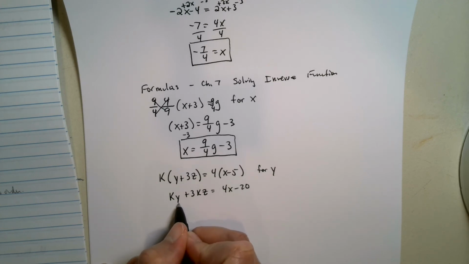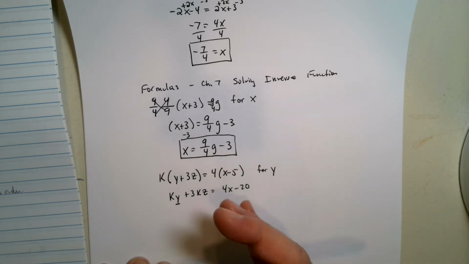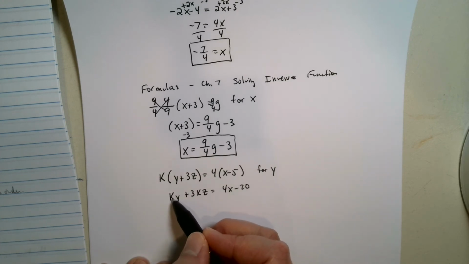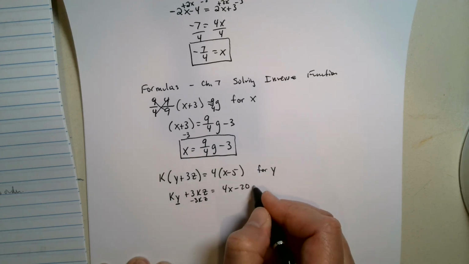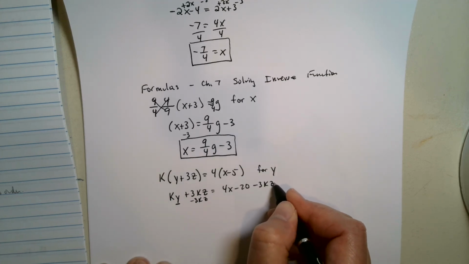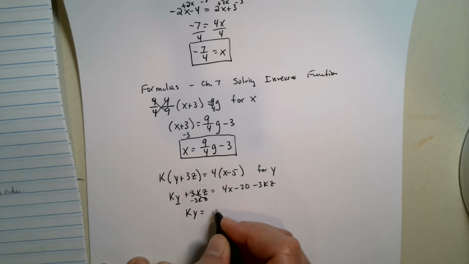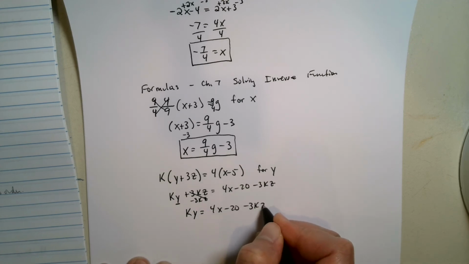Now again, I'm trying to solve for the y. So the y is being multiplied by k and added to 3kz. Now you really have to think and to work on opposites. We're trying to get the y by itself. It's got something that's multiplied and something that's added. We always get rid of the part that's being added first. So I'm going to subtract the 3kz over to the other side. That's going to leave ky equals 4x minus 20 minus 3kz.